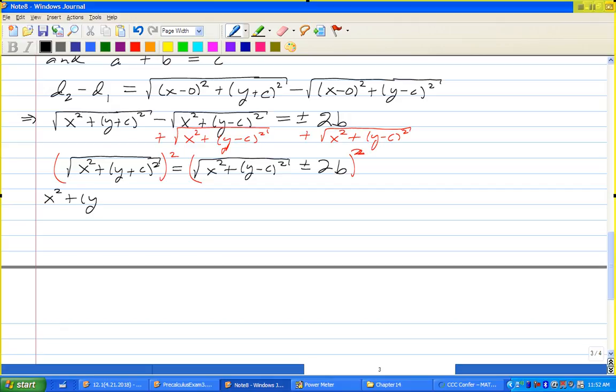x squared plus (y plus c) squared equals, square that, so it's x squared plus (y minus c) squared, plus or minus 4b rad (x squared plus (y minus c) squared) plus 4b squared. Okay, good.